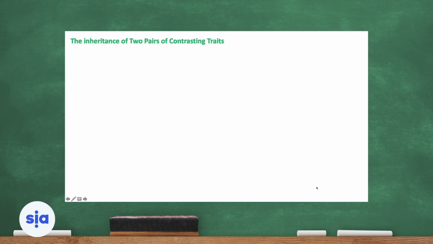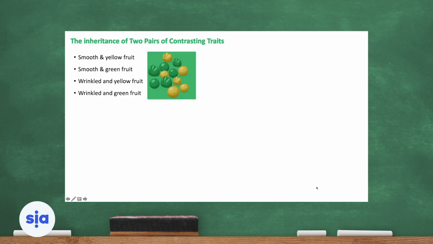In this episode, we are going to discuss the inheritance of two pairs of contrasting traits. This is what Mendel studied: smooth and yellow, smooth and green, wrinkled and yellow, wrinkled and green. If you notice, here are two traits, and this is the opposite one. So, two pairs of contrasting traits.